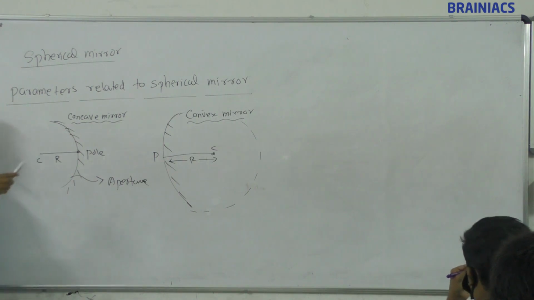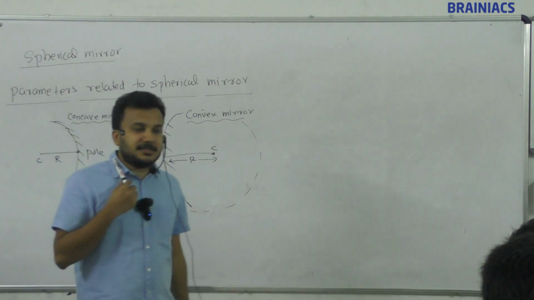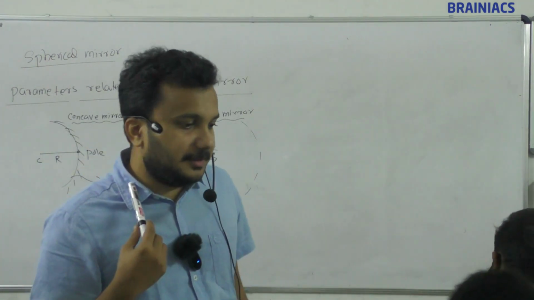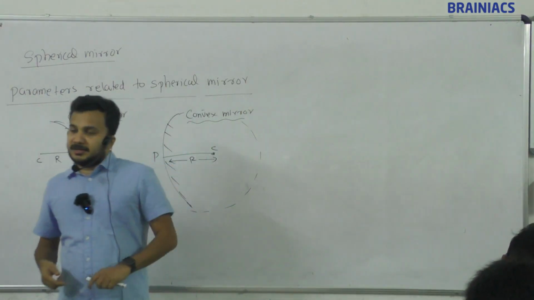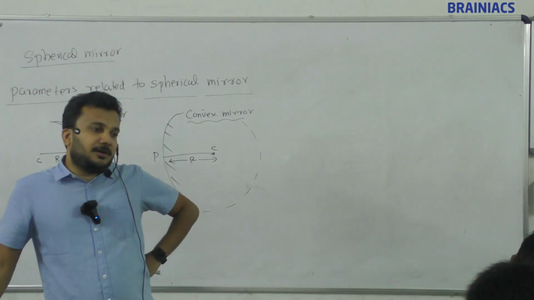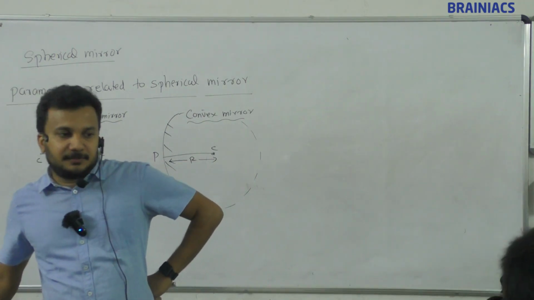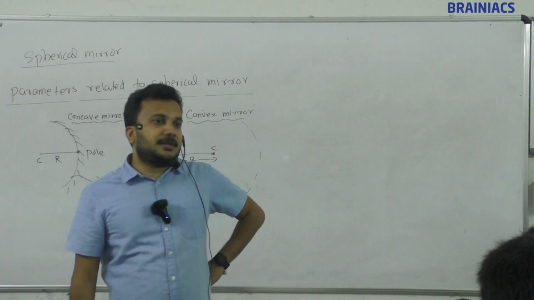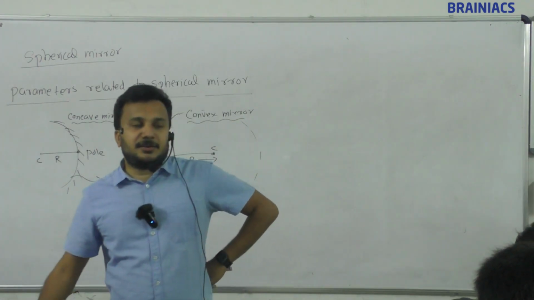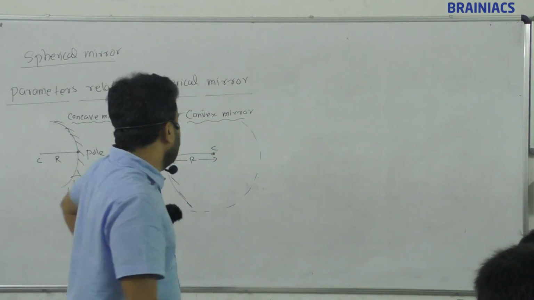Okay, then write further. The spherical mirror is a part of a sphere, and the center of that sphere is called center of curvature.